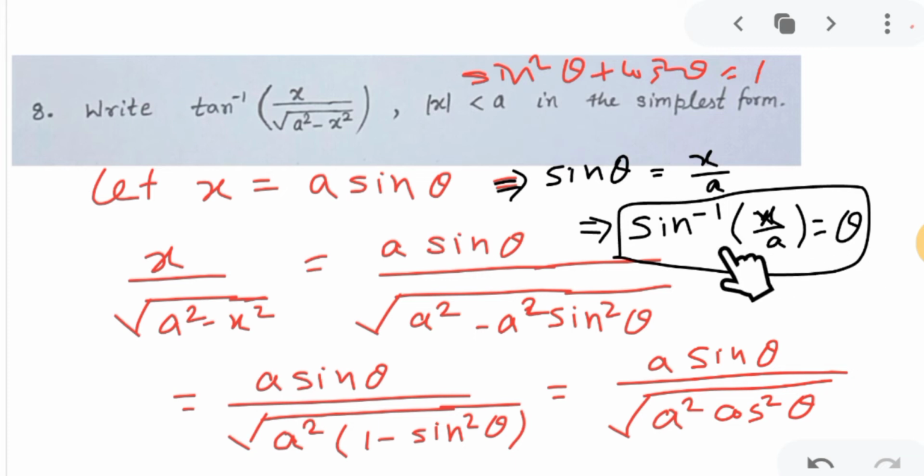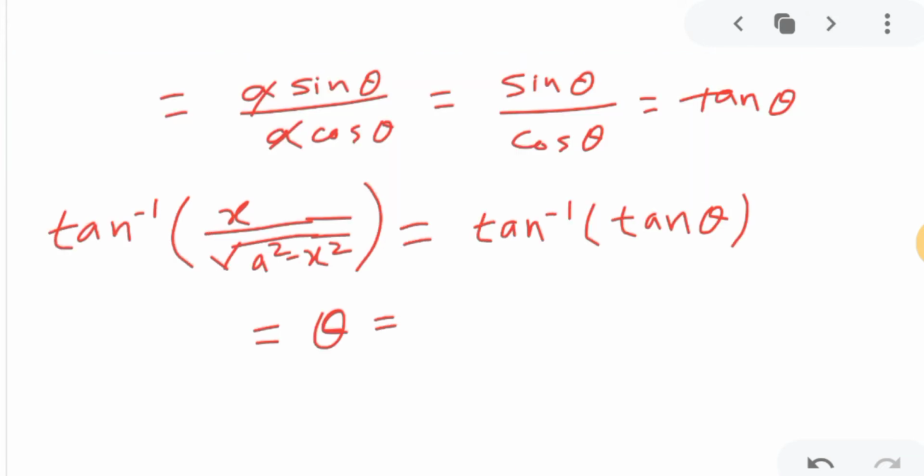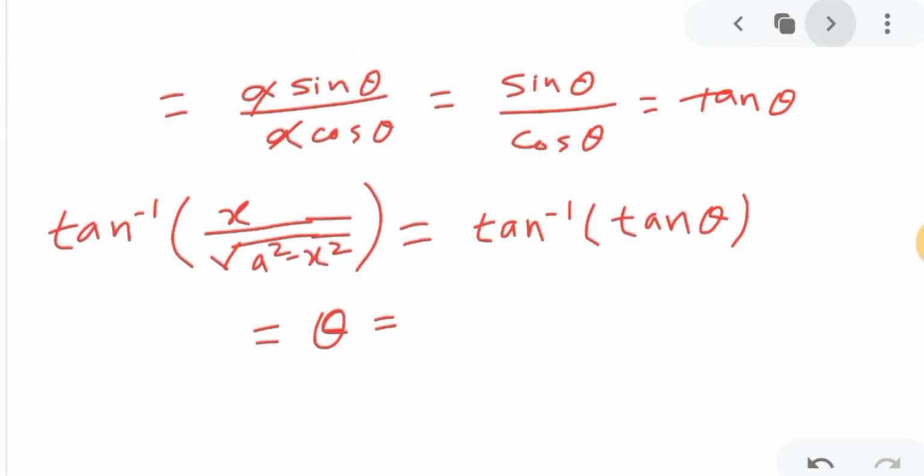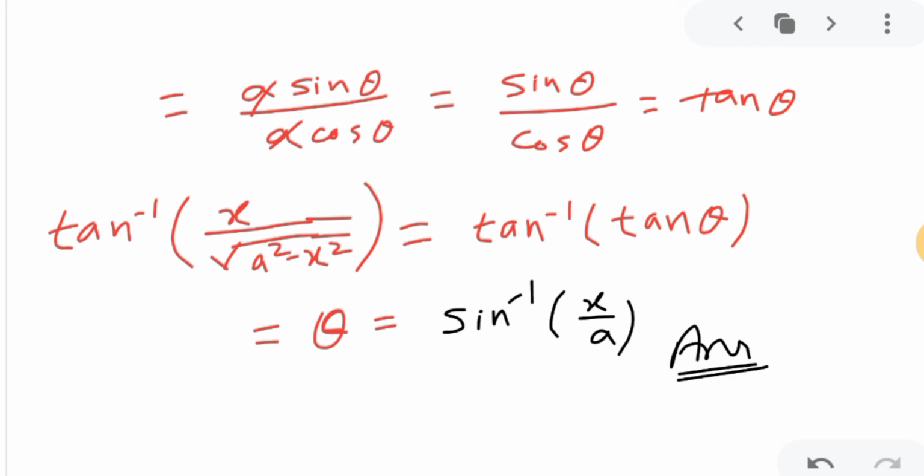So in place of theta what I will write is sin inverse x upon a, because theta was an intermediate constant, it was not given in the question, we took it, correct? So we have to convert it back to the original form. In the question it is given in x and a form, so theta will be sin inverse x upon a, and this is the simplified form. So this will be our answer. I hope you understood.